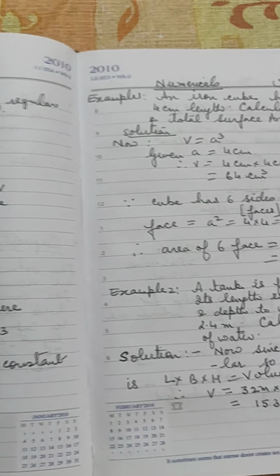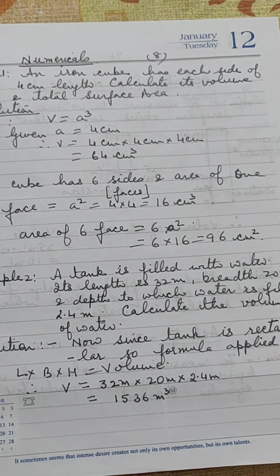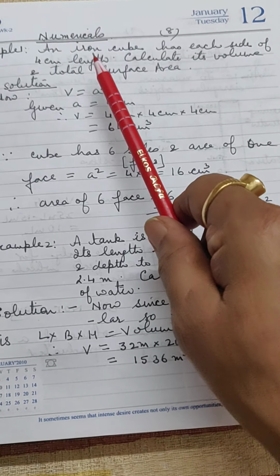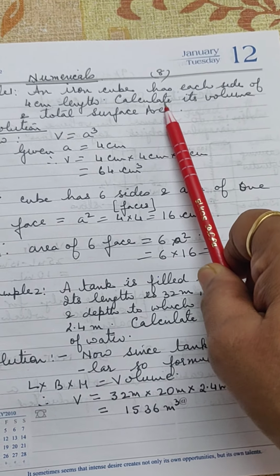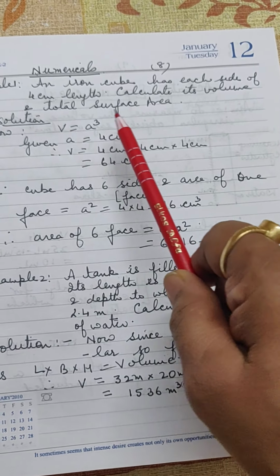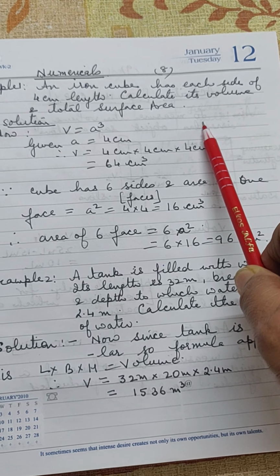Now children, let's take up the numericals. Let's see how to calculate the volume of certain objects. For example, there is an iron cube and each side is 4 centimeter. We have to calculate the volume and also the total surface area of the cube.